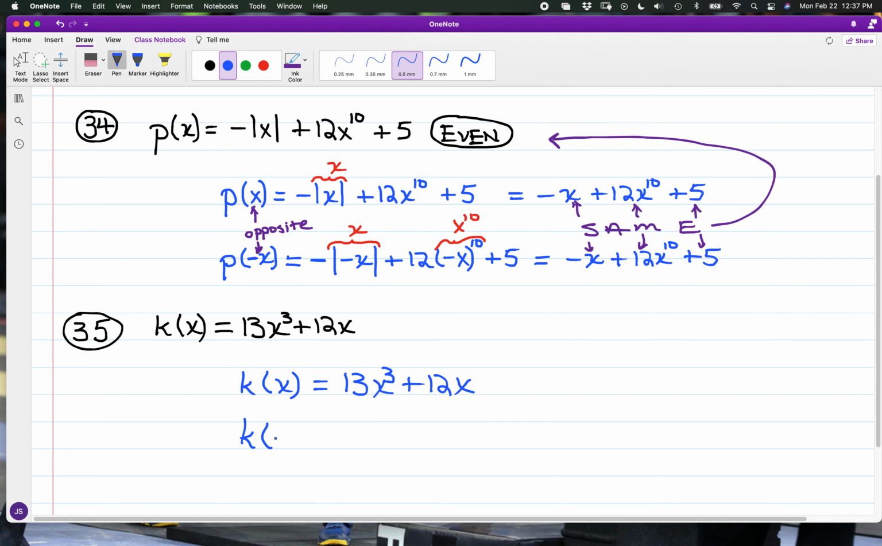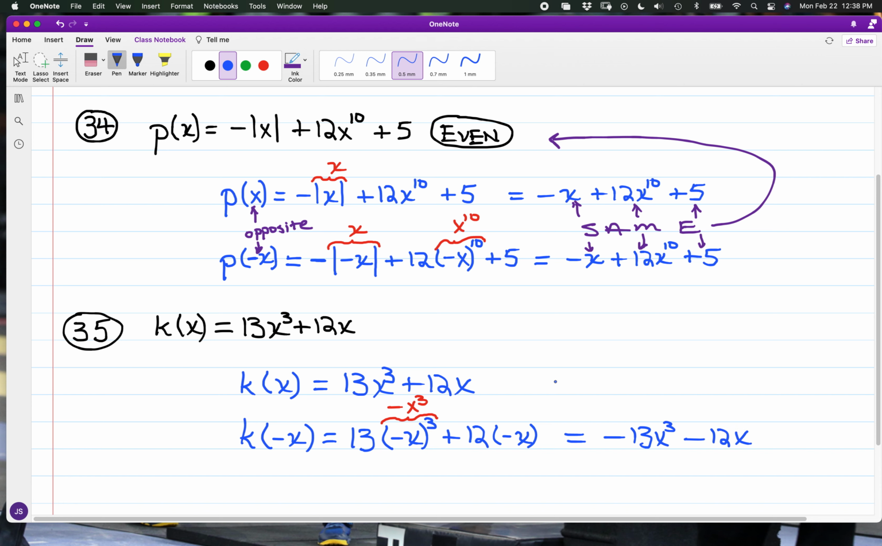And in the case of k of negative x, where we have x, we're going to replace with negative x. So you have 13 times the cube of negative x, plus 12 times negative x. And now, for the cube of negative x, this will translate out to negative x cubed. And for the follow through, 13 times negative x cubed, this will be a minus 13x cubed. 12 times negative x, this will be a negative 12x.